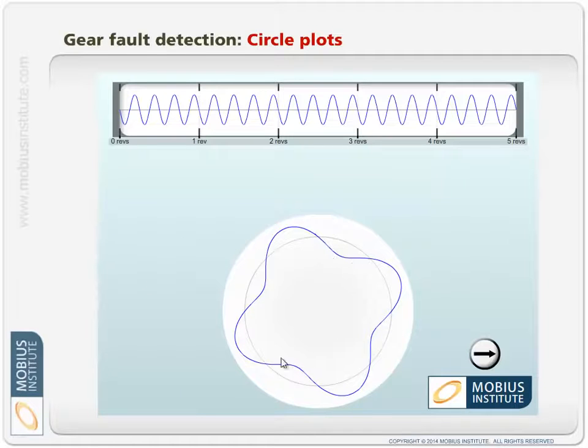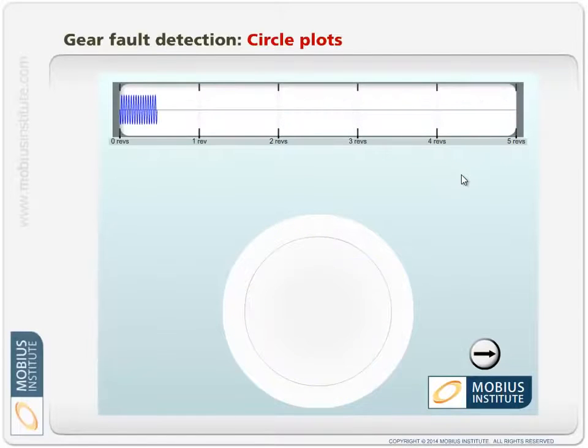1, 2, 3, 4 events per rotation. And because it's this nice smooth pattern, we know that it is exactly 4. If it wasn't exactly 4 events per rotation, then these would all overlap. If I had a lot more time to tell you about circle plots, then I could demonstrate that. In this particular case, we've got quite a few events per rotation.